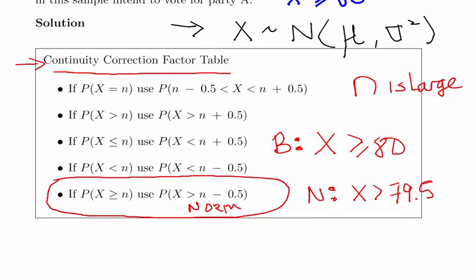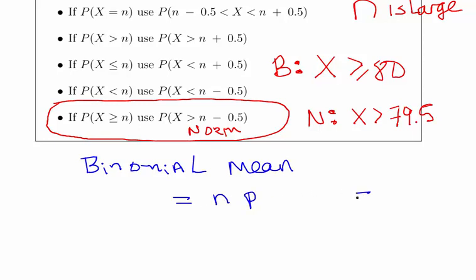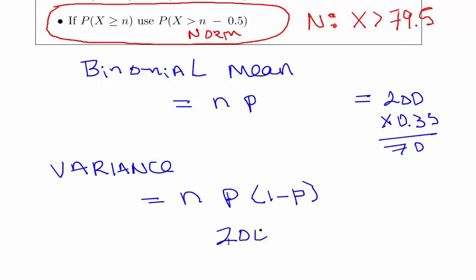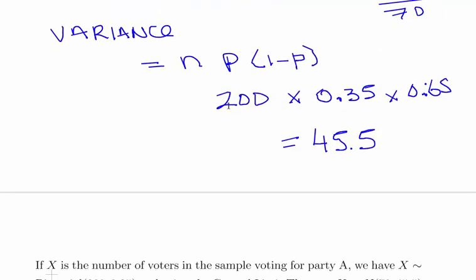Just a remark: the binomial mean is np, which is 200 by 0.35, which is 70. And the binomial variance is n times p times 1 minus p. Sometimes people write that as q. So that is 200 by 0.35 by 0.65, and that should equal 45.5. That's just how we do those calculations there.